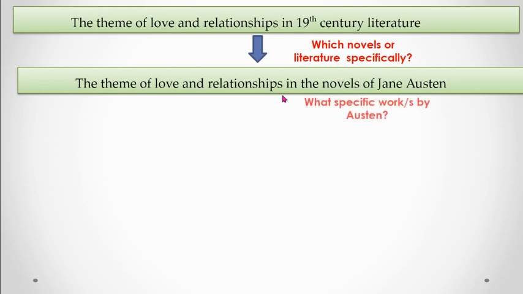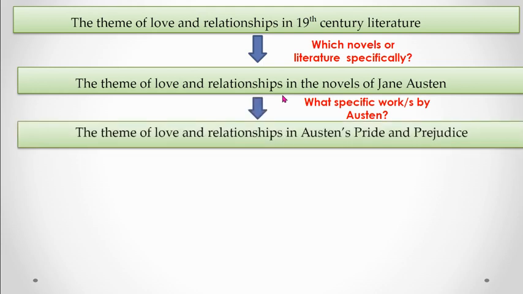Awesome. Jane Austen didn't just write one book, she wrote several. So let's narrow it down again. What specific works? Okay, I'm going to choose Pride and Prejudice. Pride and Prejudice is a novel. That's the one I'm looking at. I'm just going to look at the theme of love and relationships.